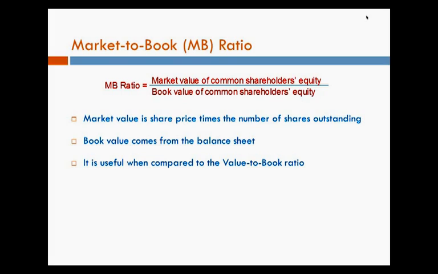The market to book ratio. It's the market value of shareholders' equity over the book value of shareholders' equity. Two numbers that are relatively easy to find. Market value is just share price times the number of shares. Book value of shareholders' equity comes directly off the balance sheet.